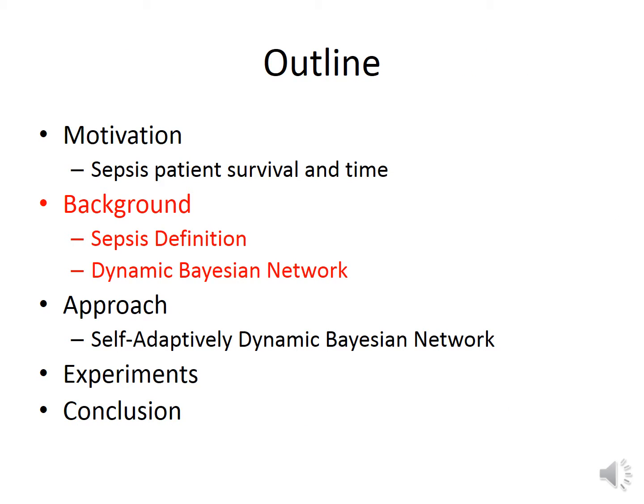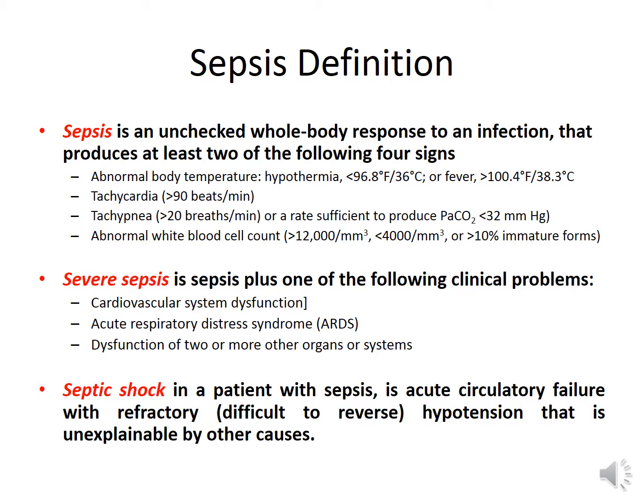For our approach, we need to make clear the definitions of sepsis and the dynamic Bayesian network. Sepsis is an unchecked whole-body response to an infection, which produces at least two of the following four signs: abnormal body temperature, tachycardia, tachypnea or a rate sufficient to produce low PaCO2, or abnormal white blood cell count. If two cross the thresholds and the infection is confirmed, then sepsis is confirmed.